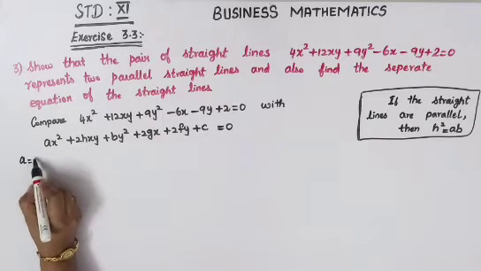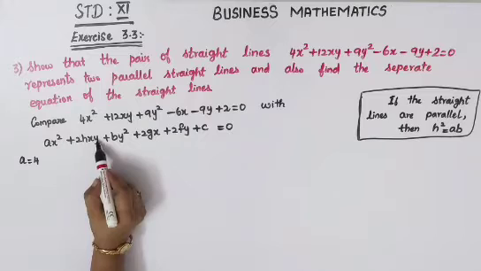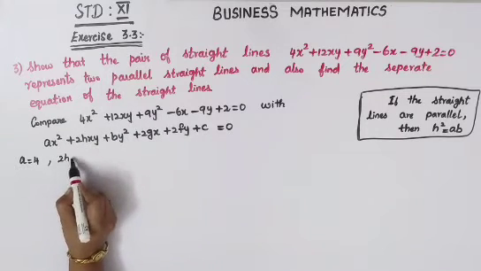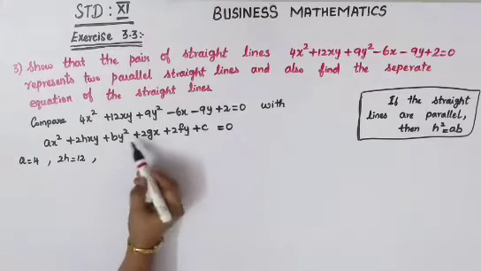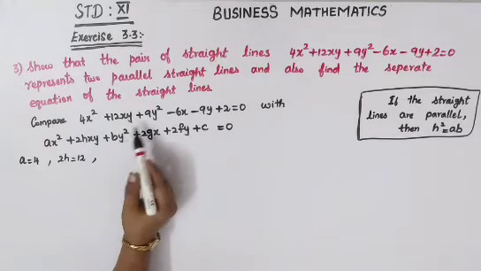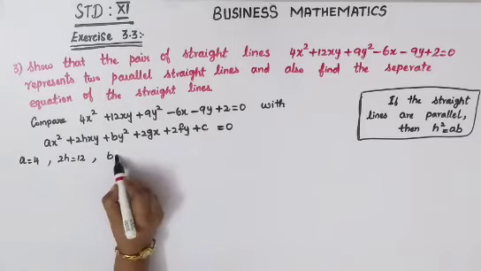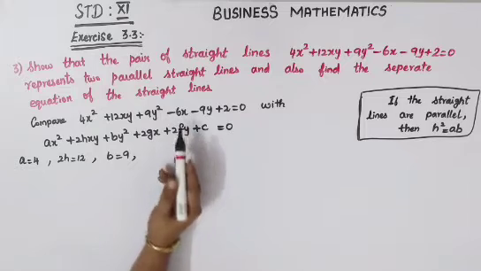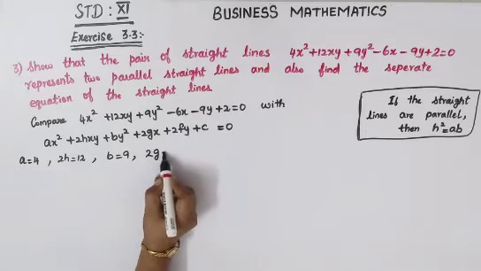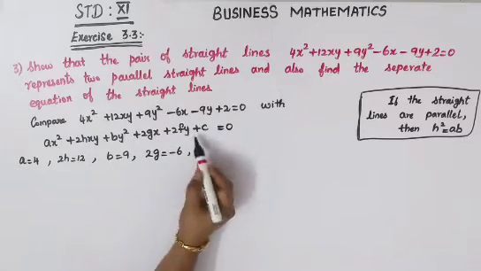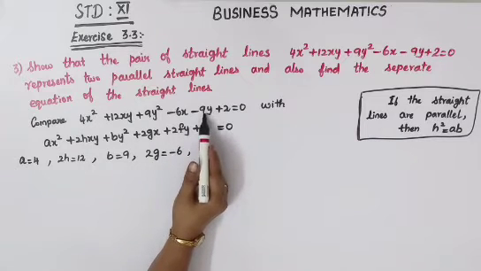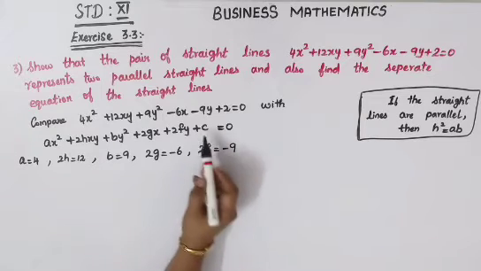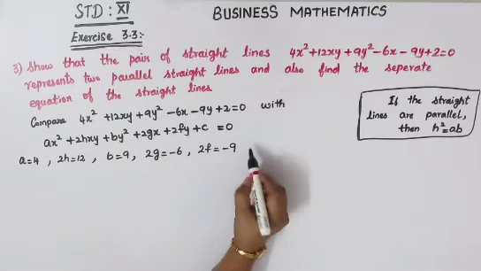The coefficient of x square is a here, and here it is 4. Therefore the value of a is equal to 4. Now the coefficient of xy is 2h here, and here it is 12. So 2h is equal to 12. Next, the coefficient of y square is b here, and here it is 9. So b is equal to 9. The coefficient of x is 2g, and here it is minus 6. Therefore 2g is equal to minus 6. The coefficient of y is 2f, here it is minus 9. Therefore 2f is equal to minus 9. And your last term, c, is equal to 2.